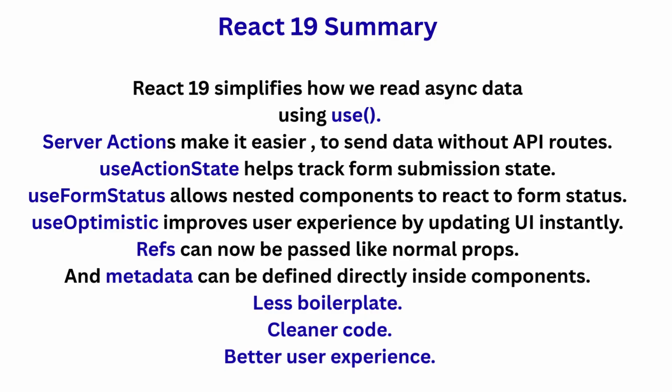Let's see summary of React 19. React 19 simplifies how we read async data using use. Server actions make it easier to send data without API routes. useActionState helps track form submission state. useFormStatus allows nested components to react to form status. useOptimistic improves user performance by updating UI instantly. Refs can now be passed like normal props, and metadata can now be defined directly inside components. So, less boilerplate, cleaner code, better user experience.